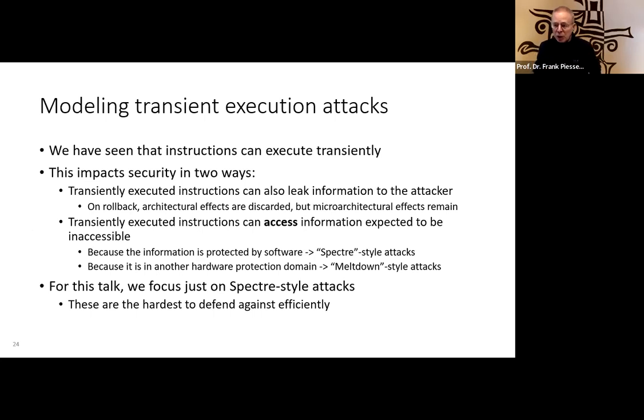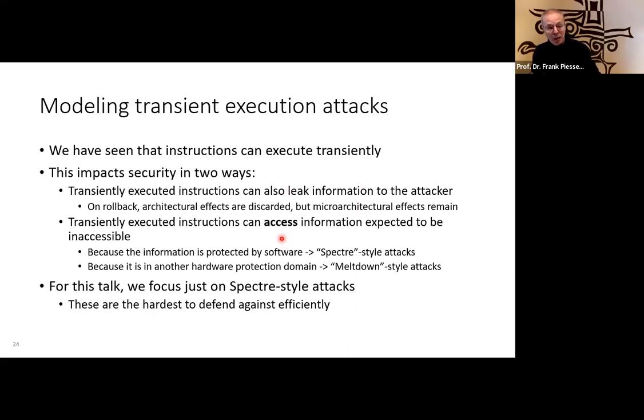To give you examples of transient execution attacks, we'll of course rely on these transient instructions that I mentioned. We've seen that instructions can execute in the reorder buffer and then get squashed. This impacts security in two ways. One, these transiently executed instructions also broadcast information to the attacker over microarchitectural side channels. That's actually very surprising. These are instructions that you don't expect to be executed. They're never architecturally executed, and yet they are sending information out. So that's something we will have to take into account.